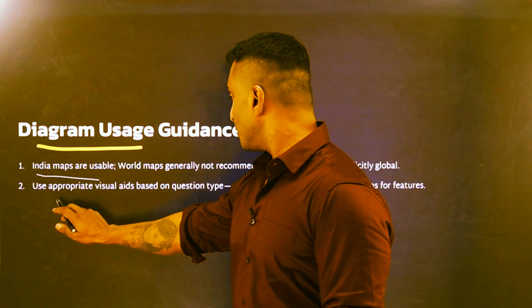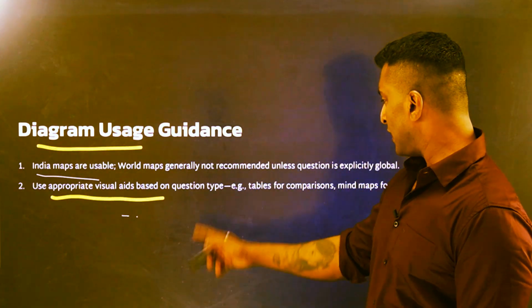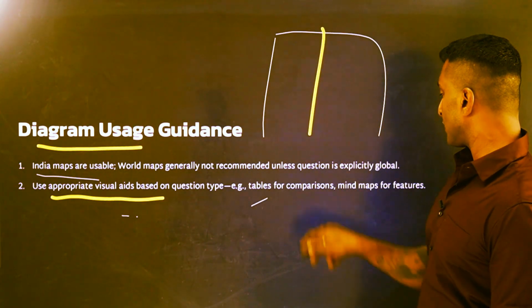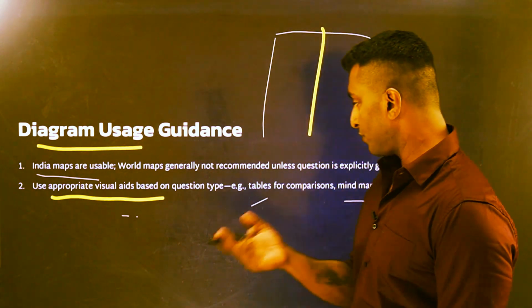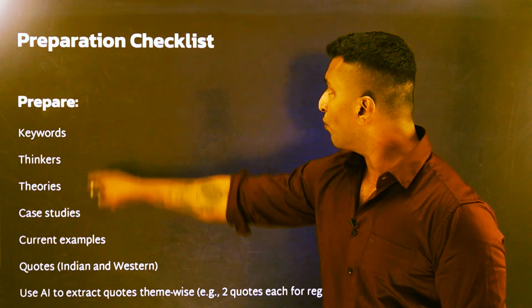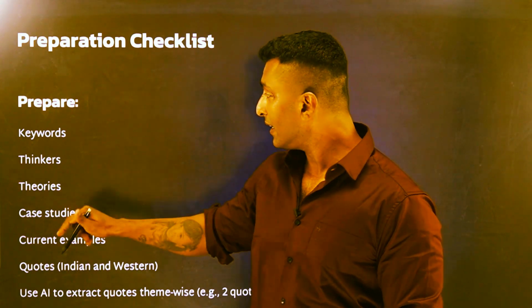Okay. So this I think I have already discussed. Appropriate visual aids based on the type of question: table for comparison, so make that table and make the proper comparison, and mind map for features if they are asking. Flowcharts you can use. So now what we need to do, this is my preparation checklist for your Indian society.